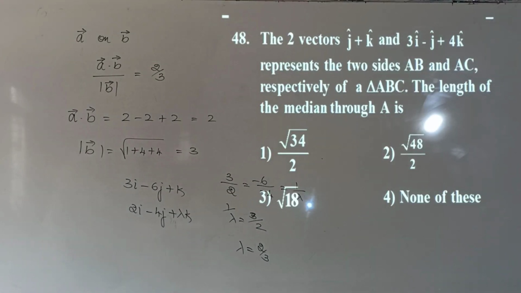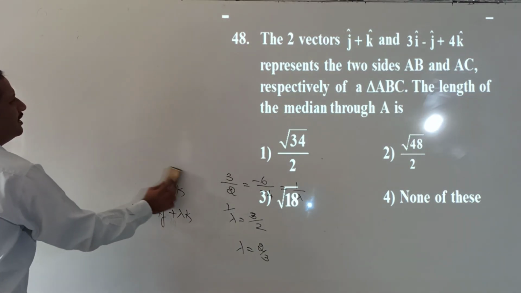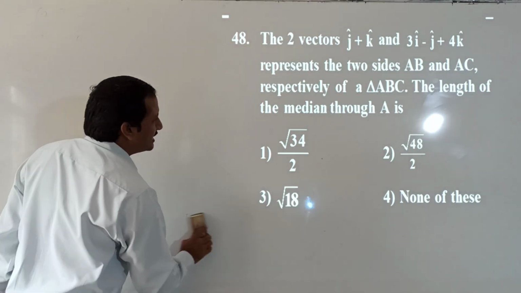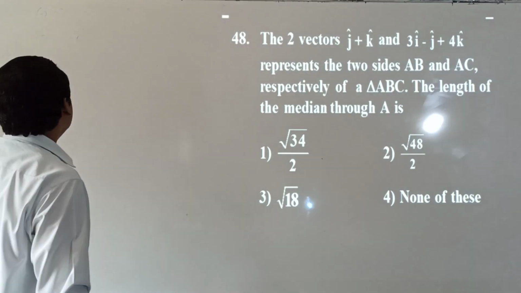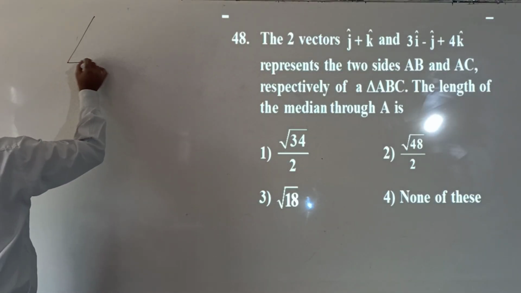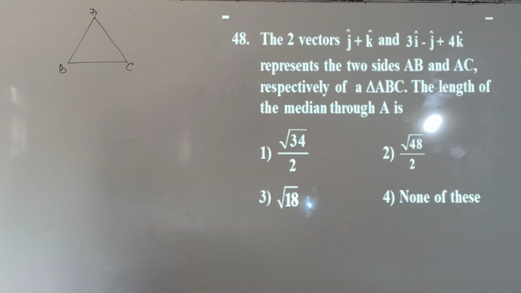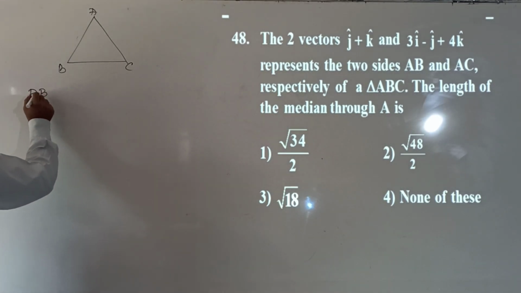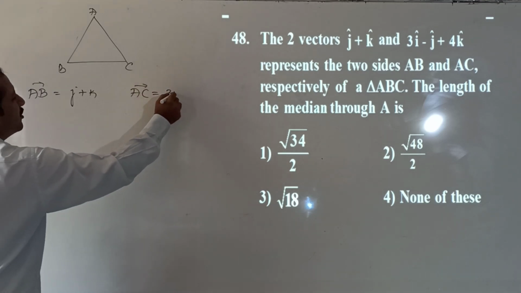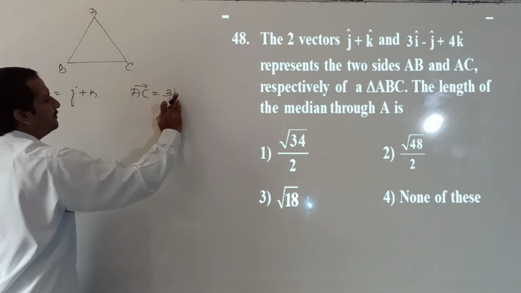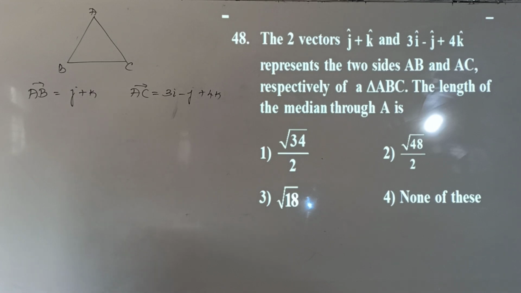48th question. The two vectors j cap plus k cap and 3i minus j plus 4k represent the two sides AB and AC respectively of a triangle ABC. The length of the median through A is, consider the triangle ABC. They have given AB bar is equal to j plus k and AC bar is equal to 3i minus j plus 4k. We want the length of the median through A.